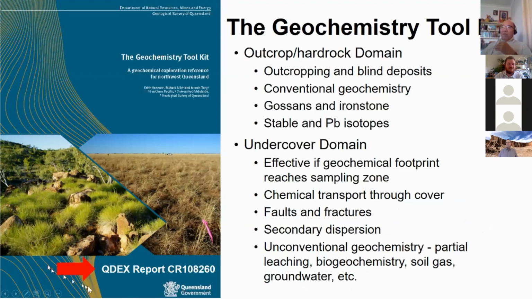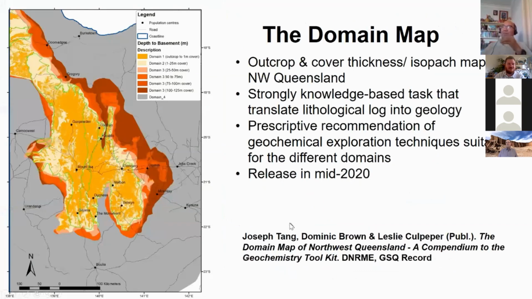This report is available through our QDEX system as report 108260. If you download it from QDEX, you also get all the data that's used to support this modeling. And so I do encourage you to look at the website and play around with the data. And since it's a published product, I will not go further into this, and I'll move on to the next aspect. The next product that GSQ is trying to release is called the domain map.